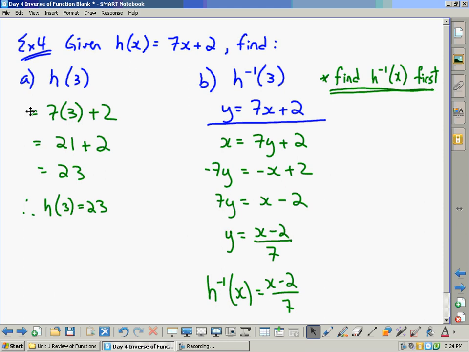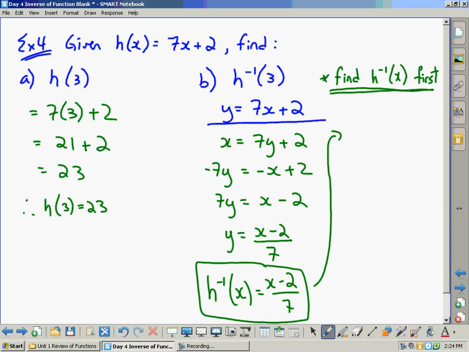Having this equation makes answering the question as easy as what we did in the warm-up. So if you need to push pause to just write that down, feel free. But once we have this, we now just have to go back and say, oh, okay, you wanted h negative 1 at 3. So I'm just going to take 3 and sub it into the inverse function. So it'll be 3 minus 2 over 7, which is just 1 over 7, and there's the answer. So inverse h at 3 is 1 over 7.